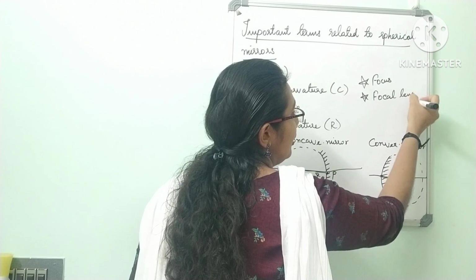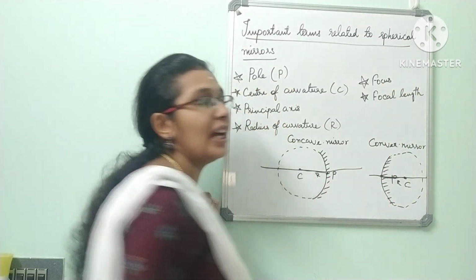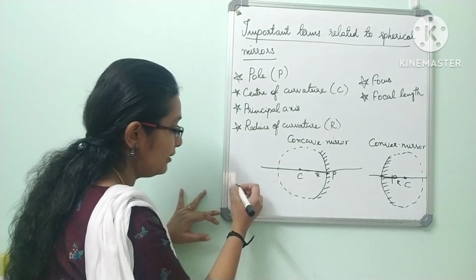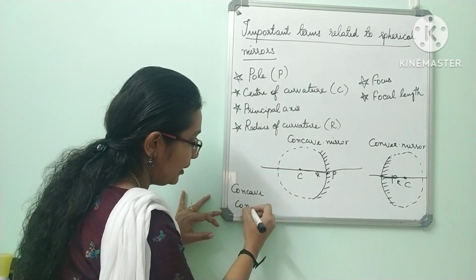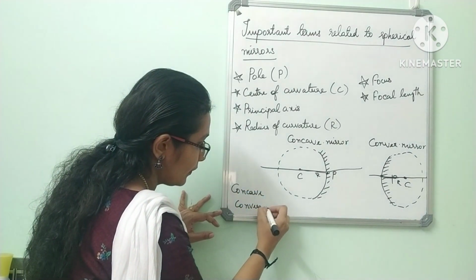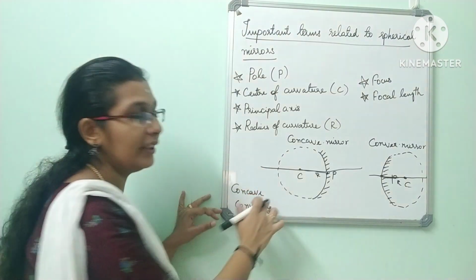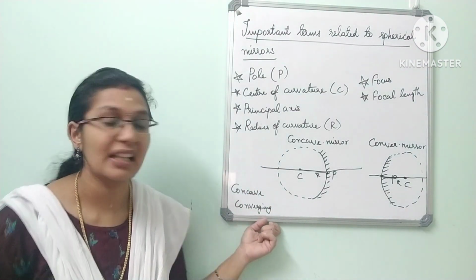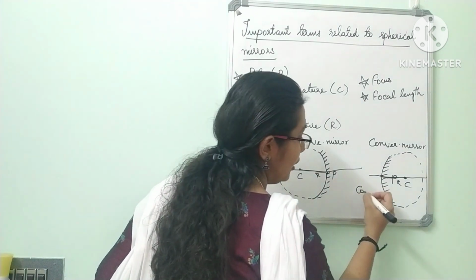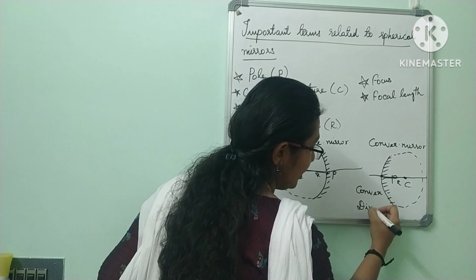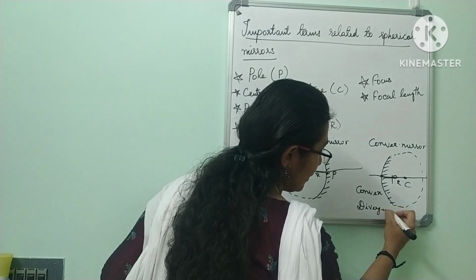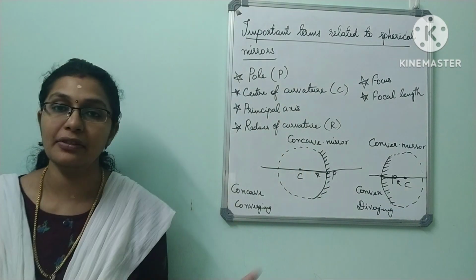Before learning this, we have to know two things. One is that a concave mirror is called a converging mirror. This is a concave mirror, right? This is called a converging mirror, and a convex mirror is called a diverging mirror. You know the meaning of these two words.